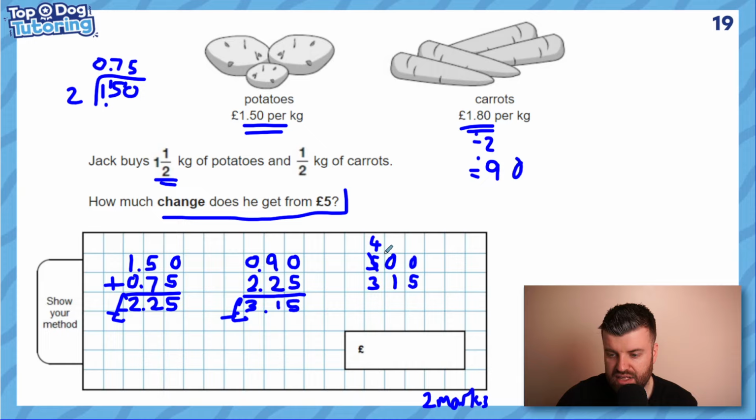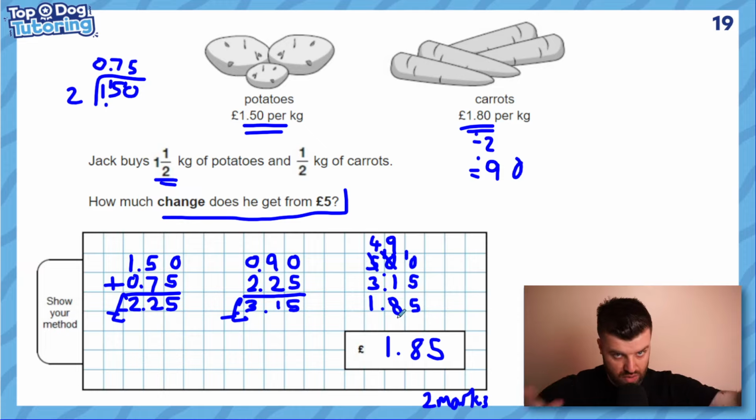Let's exchange here to the tens, and then I'm going to exchange again so I can get some ones. 10 take away 5 is 5, 9 take away 1 is 8, and 4 take away 3 is 1. We get £1.85 change. Notice I put my decimal back in at the end to avoid any confusion. Well done if you managed to get that.